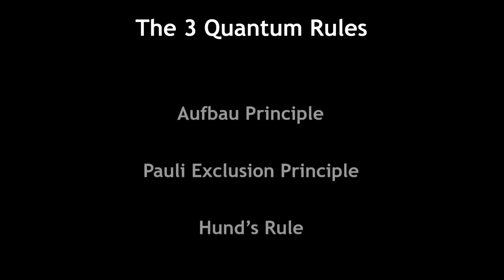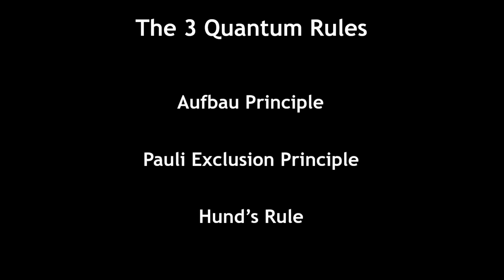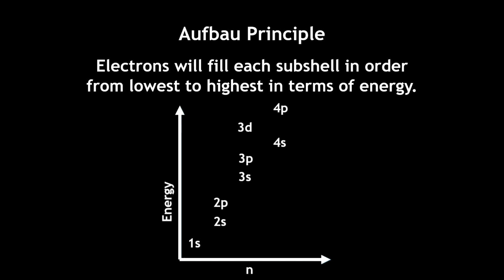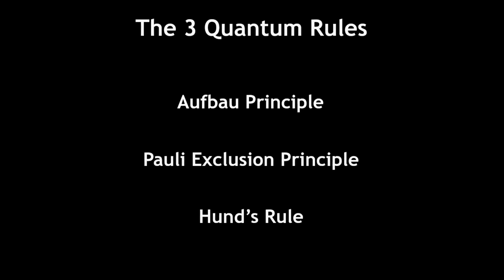Before we can predict future electron configurations, we must understand how to find the known electron configurations. There are three main principles which dictate these configurations: the Aufbau principle, the Pauli exclusion principle, and Hund's rule. The Aufbau principle states that electrons will fill each subshell in order from lowest to highest in terms of energy. This is because an atom's most stable electron configuration is the most favorable.